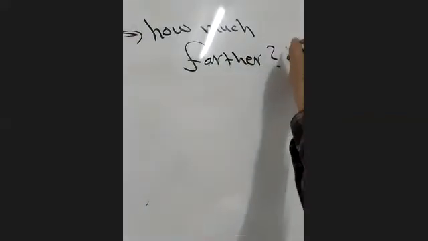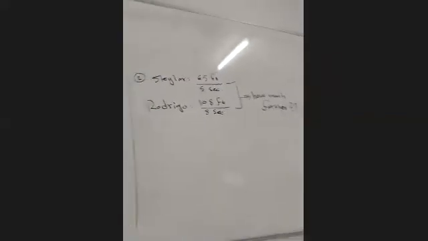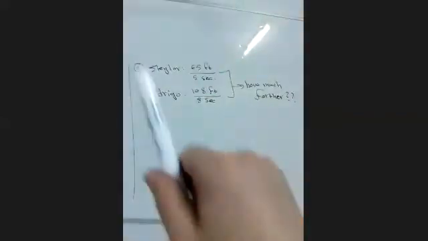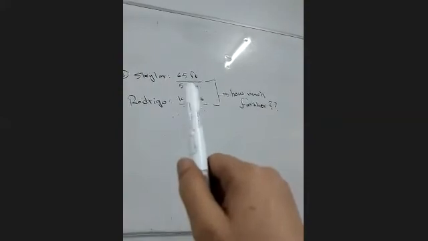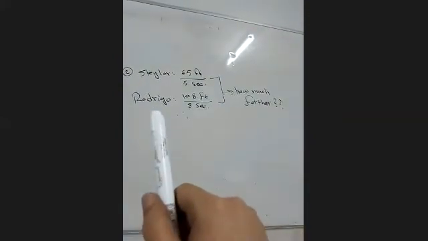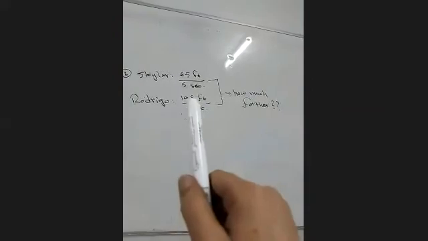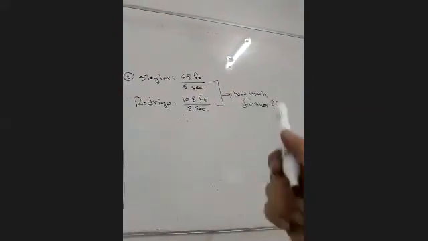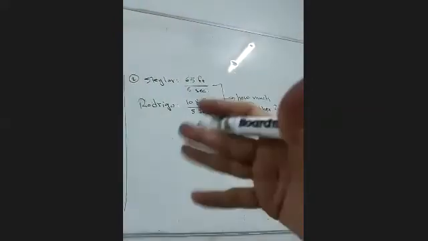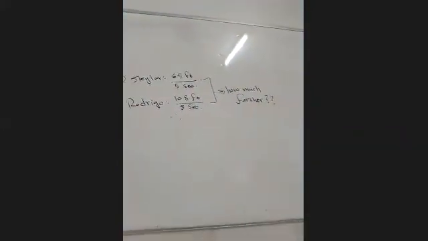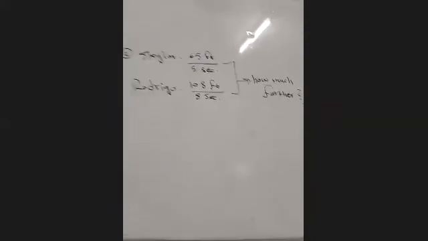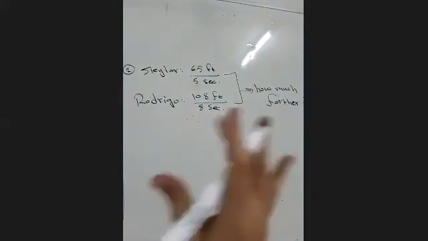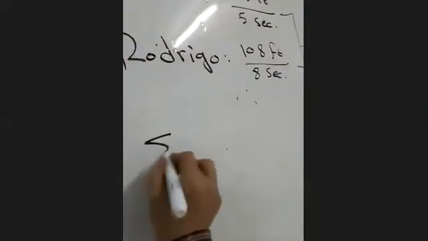While your friend was reading, I prepared the given rates and the question. Skylar can travel 65 feet in 5 seconds. Rodrigo can travel 108 feet in 8 seconds. How much farther means the difference between the distances. So I'll find how much each one can travel in 1 second. I'll start with Skylar here.